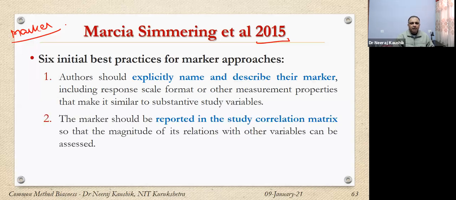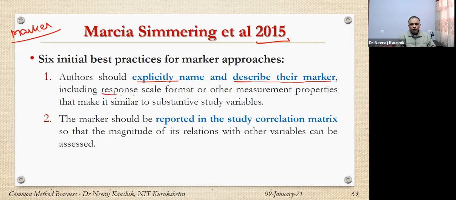Best practices are: number 1, name the variable and describe the marker. Why it's a marker variable, describe it. You name it, give a proper name. Please don't be shy. Don't be shy in saying that yes, there can be something else, to at least measure it, remove its effect, control the effect.